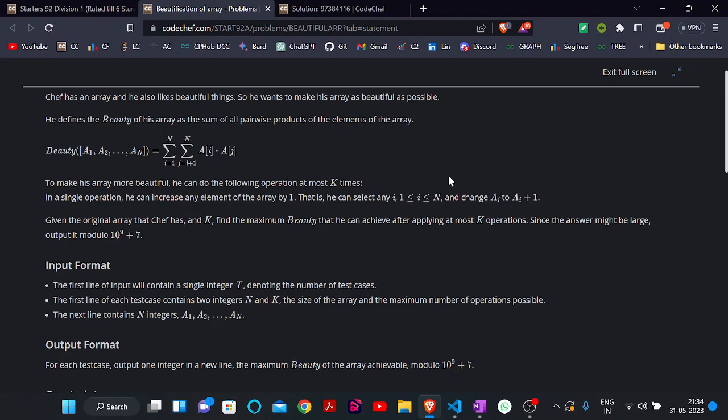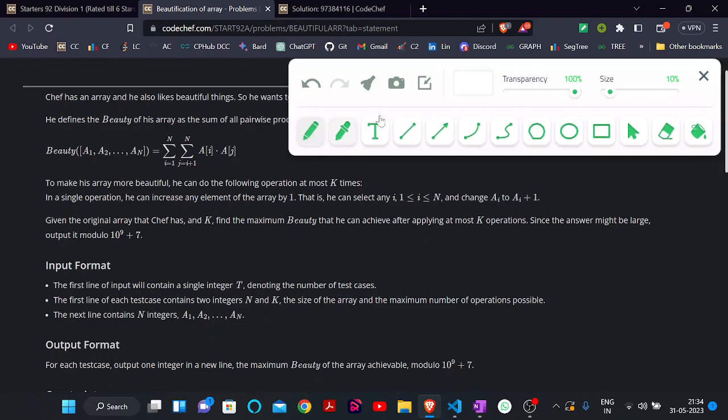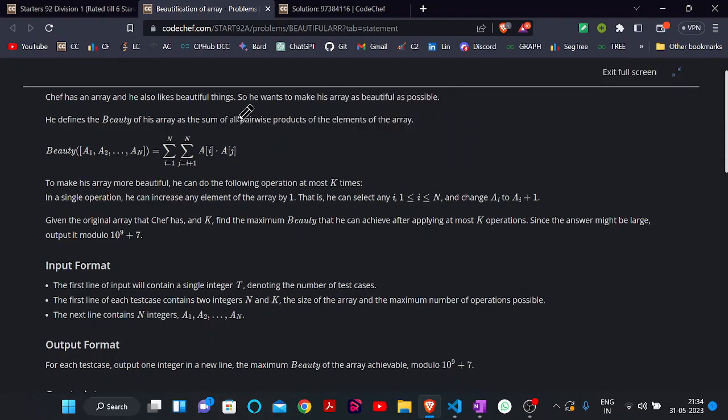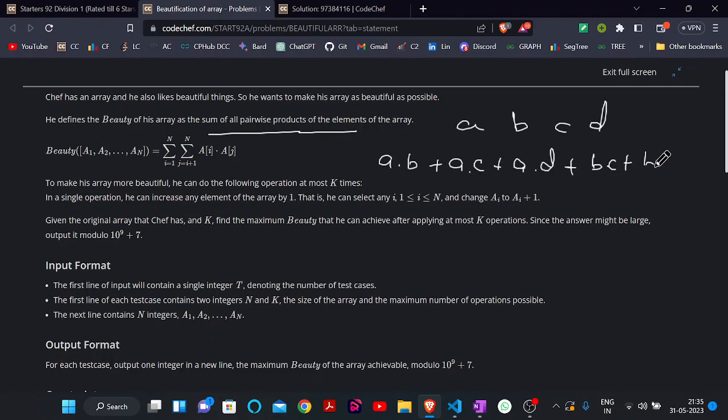Today we are here to discuss the problem Beautification of Array, which came in a recent CodeChef contest, Starters 92. In this question, we will be given an array, and we need to find the sum of all pairwise products of the elements of the array. That means if A, B, C, D is our array, then we need to find A·B plus A·C plus A·D plus B·C plus B·D plus C·D. This is the beauty of this array, that is, the sum of all pairwise products.